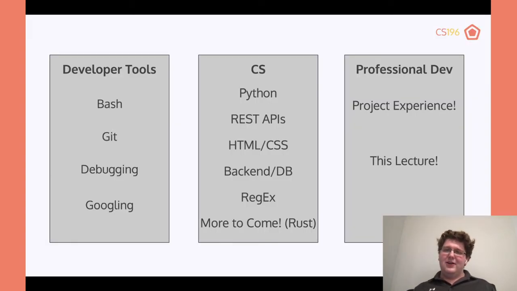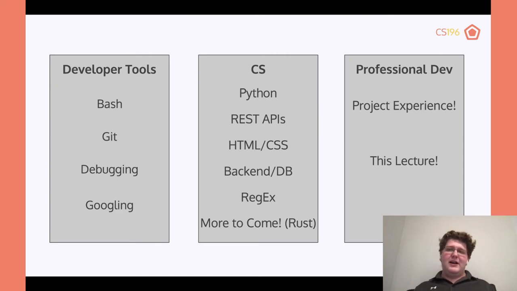Okay, so let's talk about where we're at right now. We've done a bunch of different stuff with developer tools, with Bash, Git. We've done some debugging. We've talked about how do you ask things of Professor Google. We've done some CS stuff, so we did Python. We talked about how to make a REST API by building a backend. We've talked about HTML, CSS. We've talked about databases, regular expressions, and we're going to be talking about next week, I think, Rust, which is going to be our next big unit after the ML lecture on Thursday.